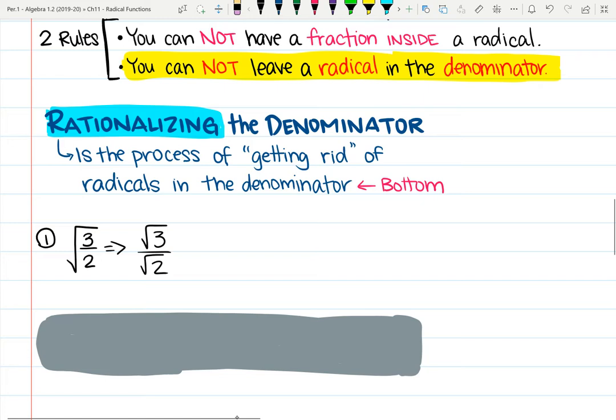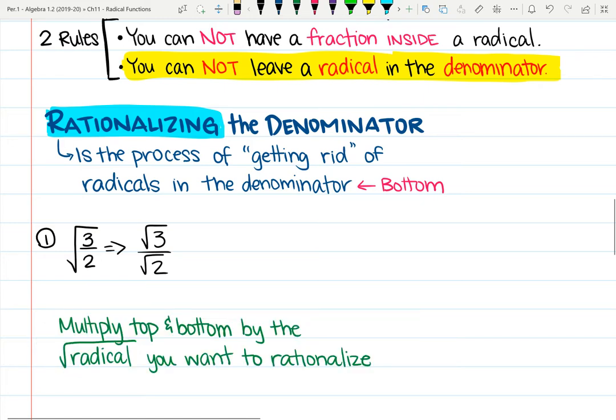Here's the process, all right? And let me write this down. There it is. You can multiply the top and the bottom by the radical that you want to rationalize. You're going to multiply the top and the bottom by the radical, basically, that you want to get rid of. In this case, I'm trying to get rid of this radical down here, this square root of 2. So what I'm going to do is I'm going to multiply the top by radical 2 and the bottom by radical 2.